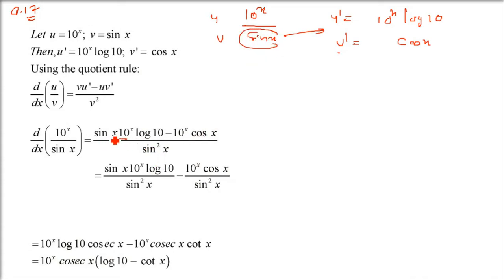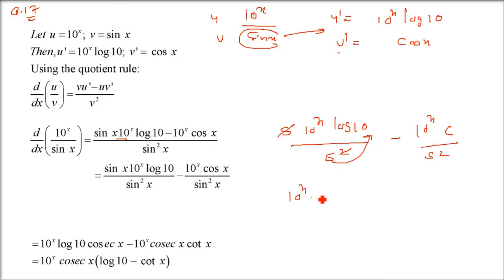So just keep them separately, because the answer needs you to take them separately. I am writing sin as s and cos as c, so I am just separating them. This is 10 raised x log 10 by sin square x. Sin, and you can cancel it, and this sin goes up, it will be cosec x. I can see 10 raised x common also, so I can take 10 raised x common. What is here in the denominator? s will go up, it will be cosec x. So cosec x log 10 it will be.